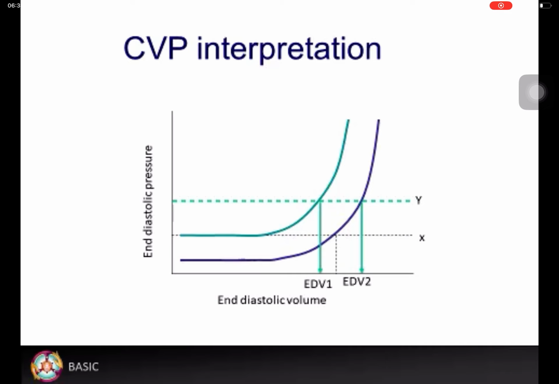This relationship depends on ventricular compliance. Thus, a patient with an end diastolic pressure of X and a normal ventricular compliance may have a high end diastolic volume and hence preload, while a patient with an end diastolic pressure of X and a low ventricular compliance will have a low preload.